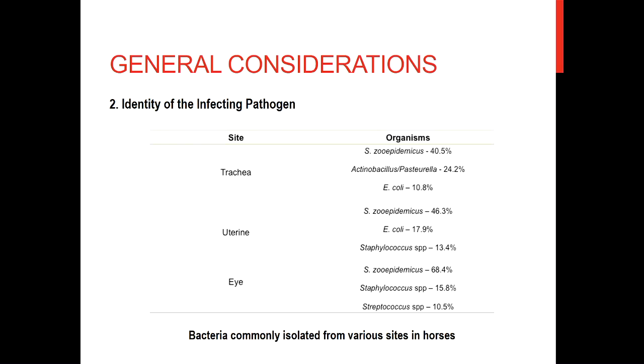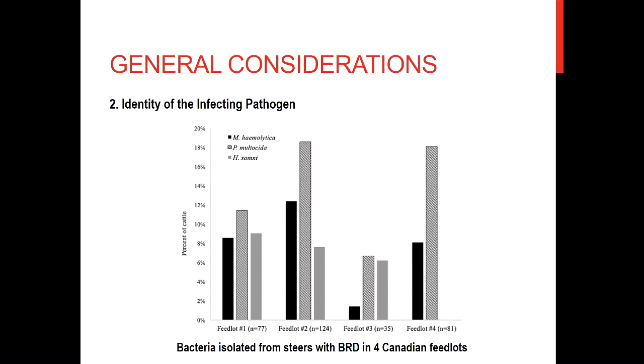Strep zoo has got to predominate, but if I'm looking at the uterus, I've got to start thinking about E. coli. If I'm looking at the eye, staphs have to come into consideration for me too. If I look at bacteria that are isolated from beef steers with BRD, and this comes from a survey of 4 Canadian feedlots, it differs a little bit by feedlot, but what you'll notice is that it's going to be Mannheimia, Pasteurella, or Histophilus, one of those 3 pathogens. So if I'm looking to deal with respiratory disease in a steer in a feed yard, I'm covering non-enteric gram-negative pathogens like Mannheimia, Pasteurella, or Histophilus.